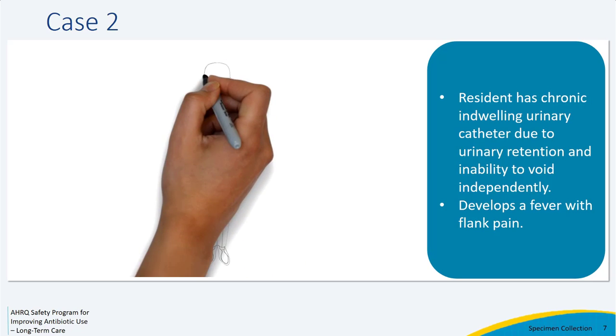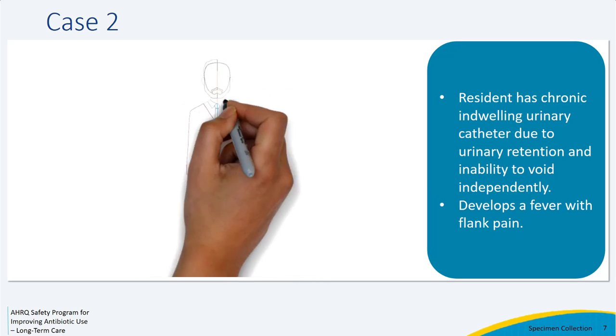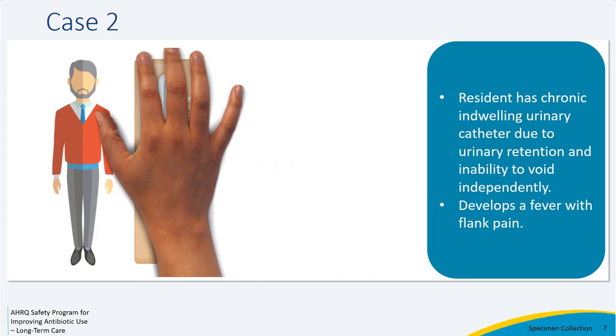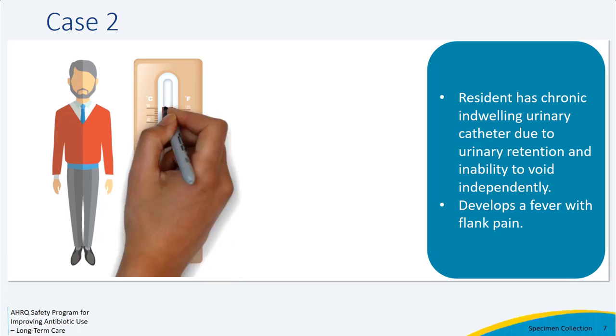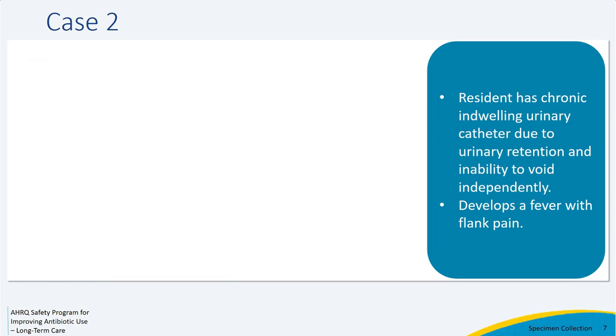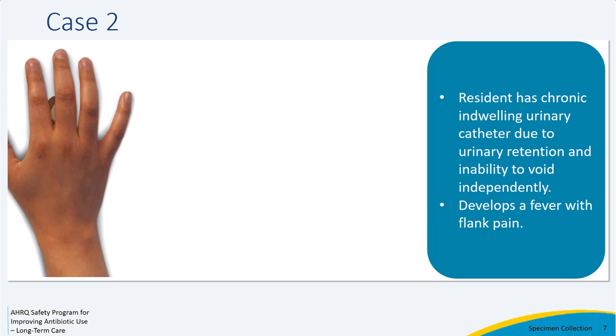Let's move on to another case. One of the residents you are caring for in the nursing home has a chronic indwelling urinary catheter due to urinary retention and an inability to void independently. He develops a fever with flank pain, and you are concerned about a urinary tract infection.